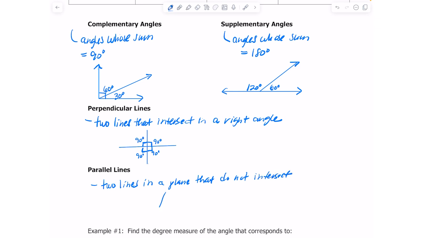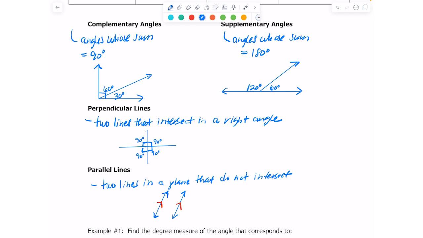Okay, so think of two sides of a street. As long as they're not intersecting, they are parallel to each other. So here we have two parallel lines. A lot of times in diagrams, they'll add an extra arrow onto the lines to show that they're parallel.